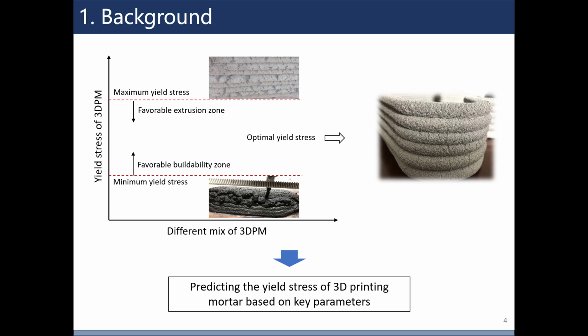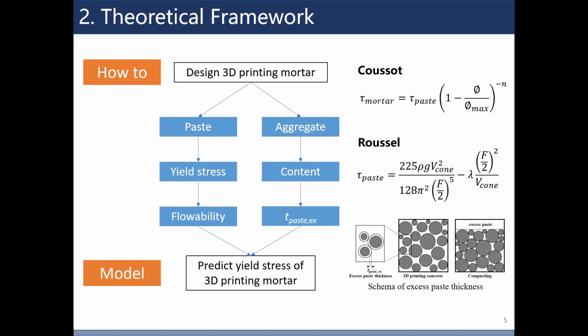so it will be very helpful in the mix design of 3D printing mortar if the yield stress could be predicted on the basis of some characteristic parameters. According to the theoretical analysis on the relationship between the yield stress and the composition of mortar, the components of 3D printing mortar are divided into paste phase and aggregate phase. We choose the flowability of paste and the thickness of excess paste layer to build a model to predict the yield stress of mortar.